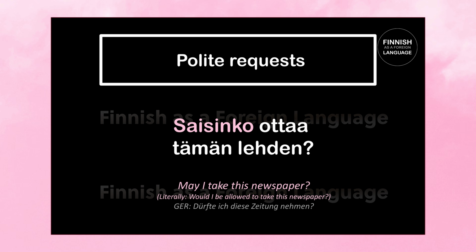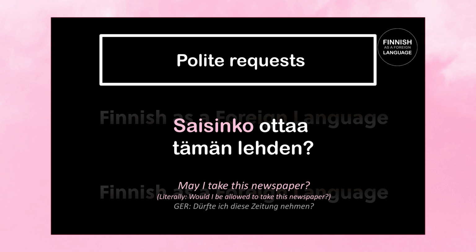Alright, then we also use the conditional for polite requests. For example, saisinko ottaa tämän lehden? Means, may I take this newspaper? Let's go step by step. Saisinko is a combination of the first person singular conditional mood of saada, which means to be allowed to, plus the question marker ko. So saisinko means, would I be allowed to? Ottaa means to take, here it's standing in its infinitive form, and tämän lehden is the genitive case of tämä lehti. Tämä means this, and lehti means newspaper.